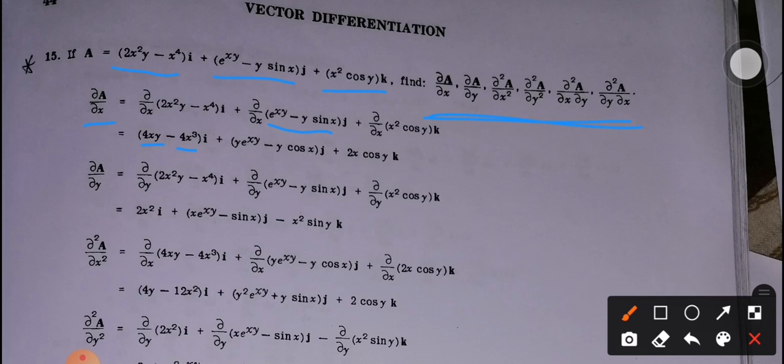Then its derivative with respect to x is going to be e^(xy), and then we have to take the derivative of the power, and the partial derivative of xy with respect to x is obviously y. Then we have minus y, and the derivative of sin x is cos x, so minus cos x j cap, plus the derivative with respect to x is going to be 2x cos y unit vector k.